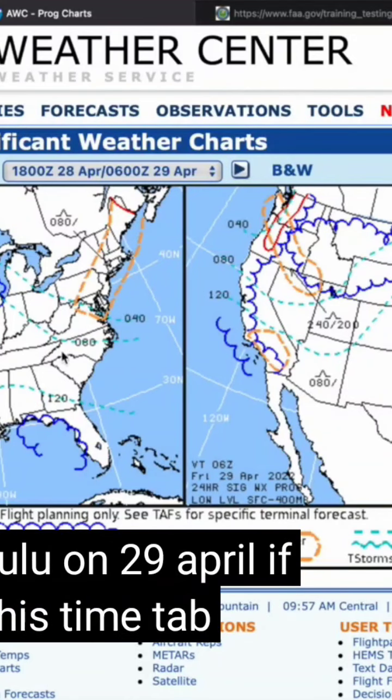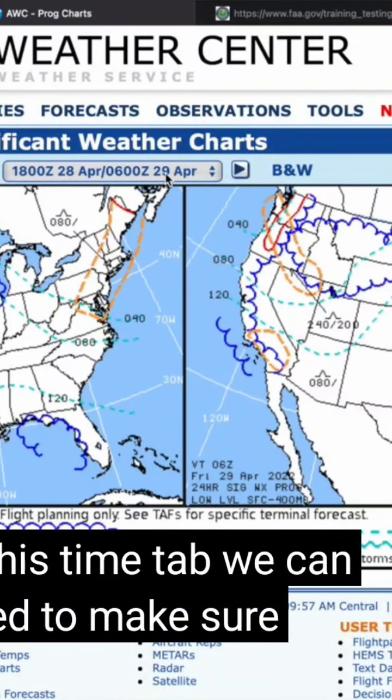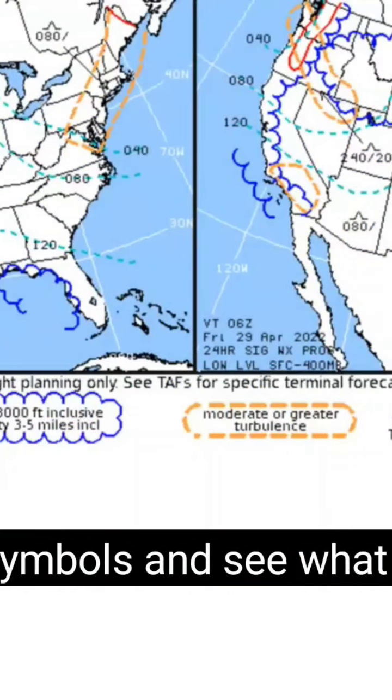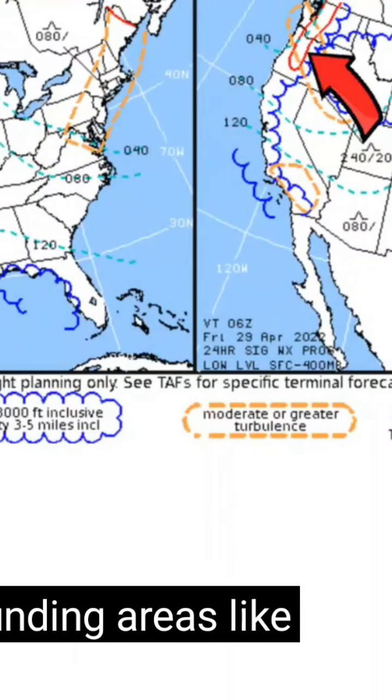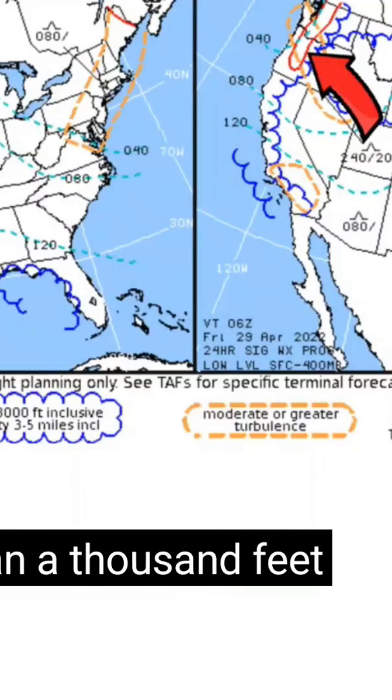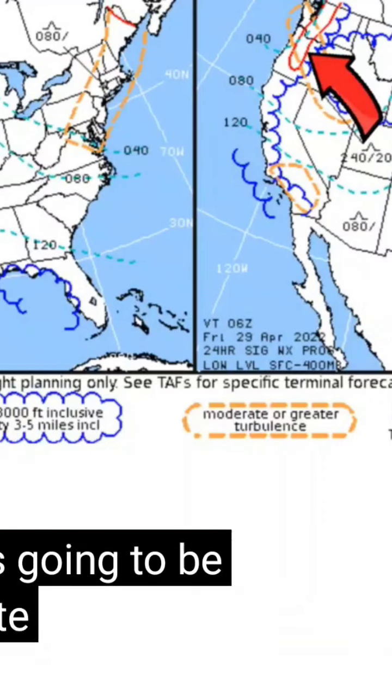If we click up here on this time tab, we can change this if we need to make sure we have the most current forecast. Let's look down at these symbols and see what they mean. Solid red lines surrounding areas like this indicate the ceilings in these areas will be less than 1,000 feet, and/or the visibility is going to be less than 3 statute miles.